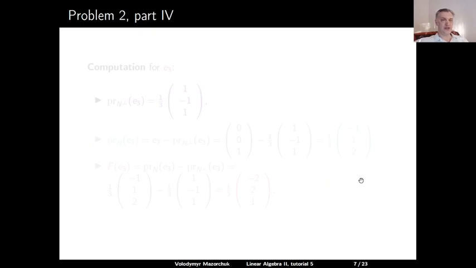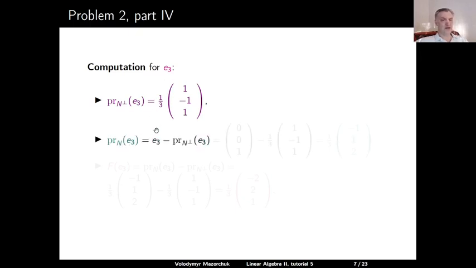And finally, the computation for E3. The projection of E3 onto the orthogonal complement to n is the vector v, (1, -1, 1), with the coefficient given by the fraction, where the denominator is 3, just as in the previous cases, and the numerator is 0 plus 0 plus 1. This is a scalar product. It's 1. So the projection of E3 onto n is equal to E3 minus the projection onto the orthogonal complement to n. So it is (0, 0, 1) minus this vector, 1/3 of (1, -1, 1).